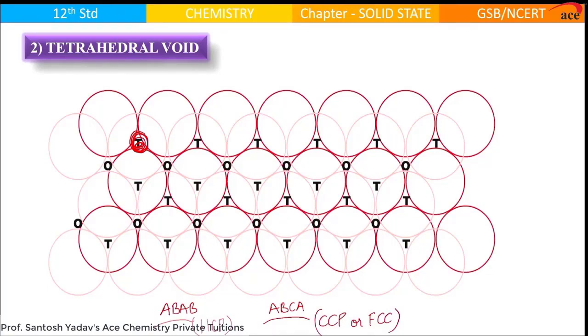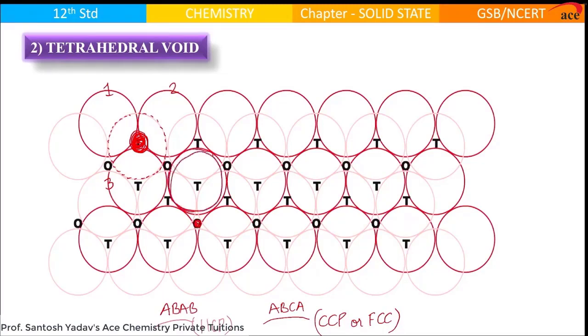Now, what is a tetrahedral void? If this is taken as sphere number 1, sphere number 2, and this is taken as sphere number 3, then are you able to see this dotted sphere which I am trying to show below? So, a void present between these 4 spheres is called a tetrahedral void.